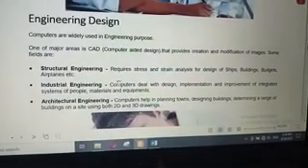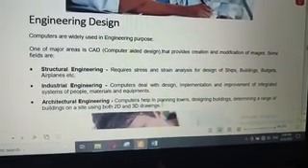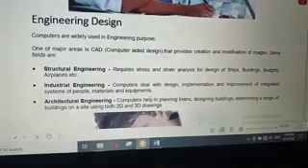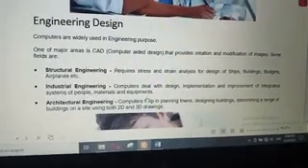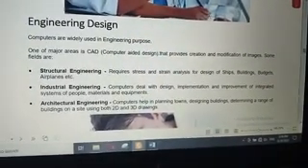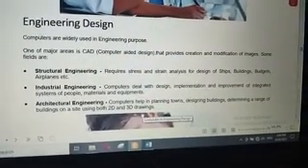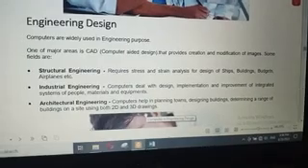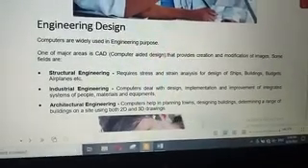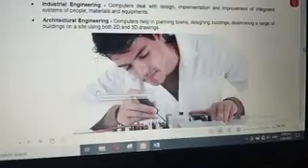Architectural engineering: computers help in planning towns, to plan the nature of a town, how a town looks. You use the computer to plan it, designing buildings, determining the arrangement of buildings on a site using 2D and 3D drawings. So that is how we use a computer in architectural engineering.